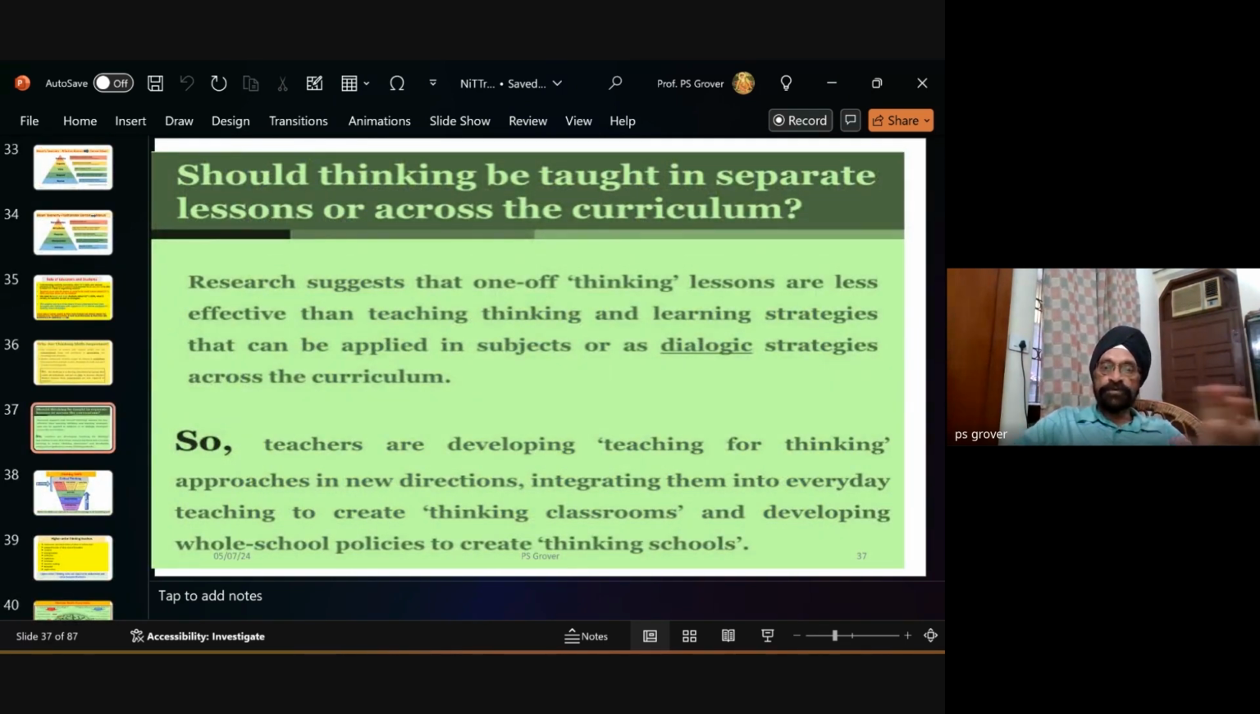Now the issue is, should they be taught separately? What is critical thinking? What is creativity? What is decision making? No. Should thinking be taught in separate lessons or across the curriculum? Should I imbibe the employability skill as I call some industry people? They come and give lectures on motivation. They come and give lectures on ethics. Should I do that, or can I do it in the class itself? Doing it in the class itself means it should be a part of the curriculum.